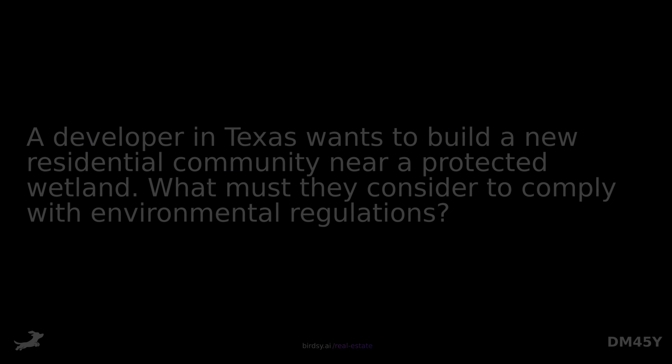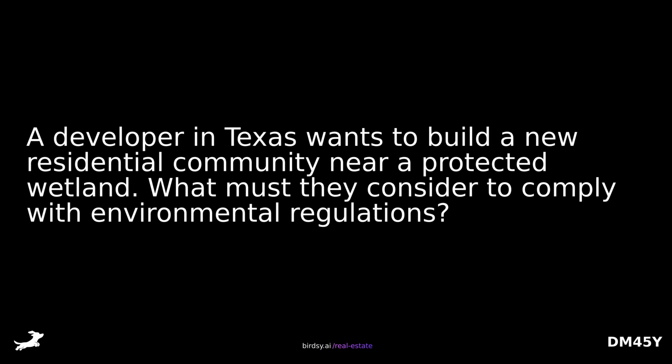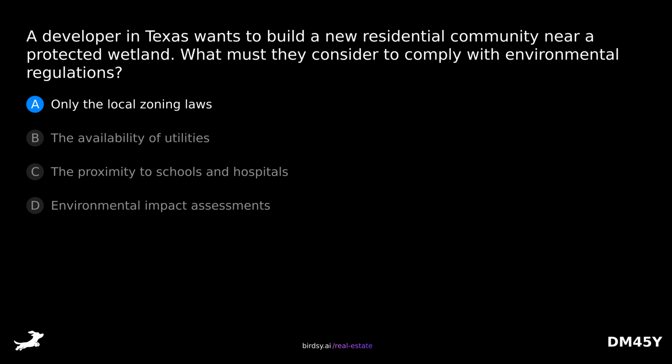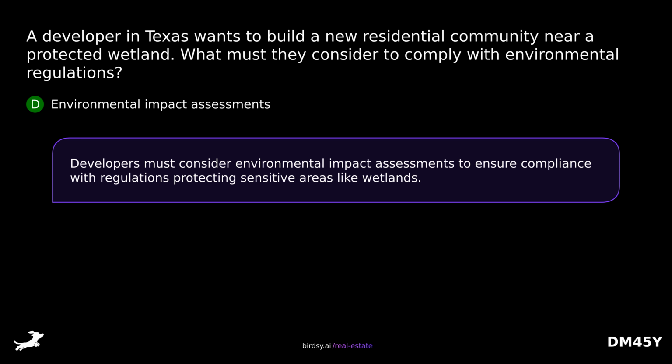A developer in Texas wants to build a new residential community near a protected wetland. What must they consider to comply with environmental regulations? Is it A, only the local zoning laws, B, the availability of utilities, C, the proximity to schools and hospitals, or D, environmental impact assessments? The answer is D, environmental impact assessments. Developers must consider environmental impact assessments to ensure compliance with regulations protecting sensitive areas like wetlands.